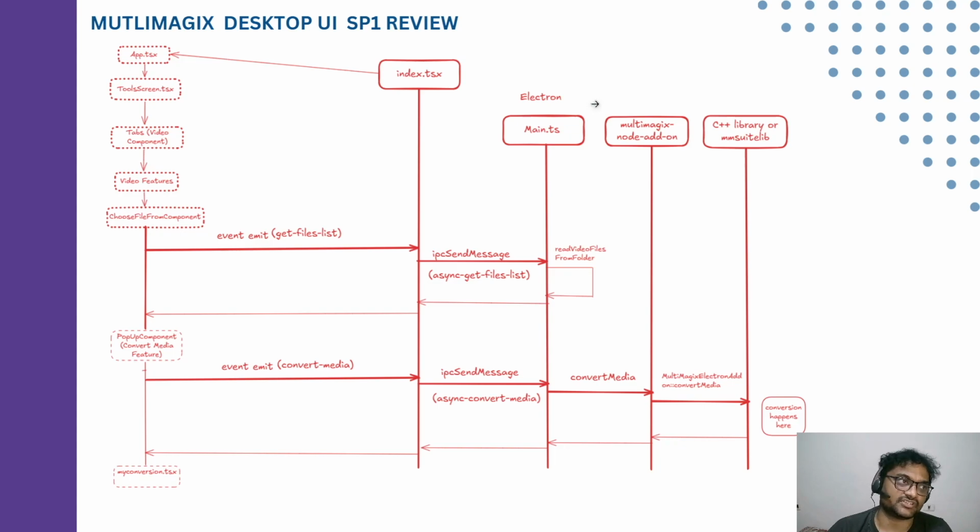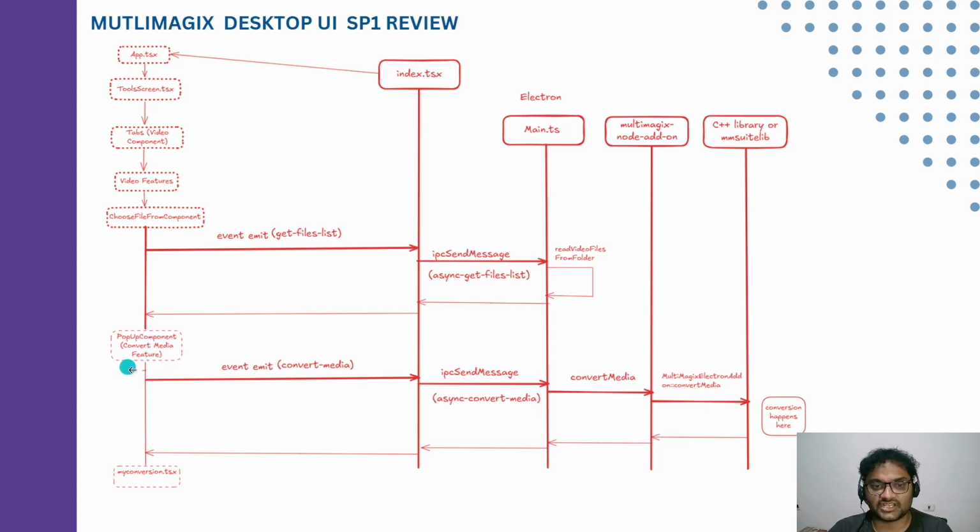Let's assume you started everything from the tool screen. After the choose file from component, you get the list of files, and once you select a file, a pop-up appears. It's called the convert media feature, a pop-up component. Inside that convert media feature, you have different options like AAC and others.